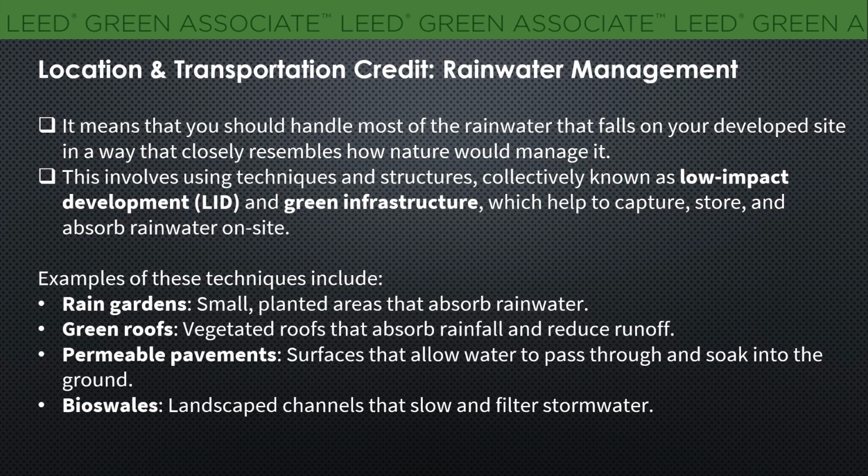Next is permeable pavements, which are just the opposite of impermeable paving. They are surfaces that allow water to pass through and soak into the ground. Next are bioswales. It is also a good idea that we can provide in urban areas where we find some difficulty providing green areas. Bioswales are landscape channels that slow and filter the stormwater.